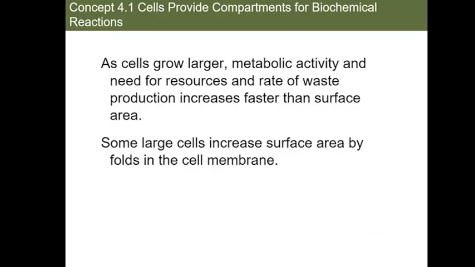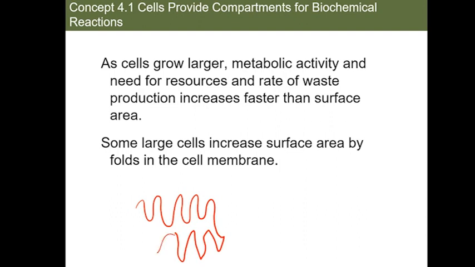So as cells grow larger, metabolic activity and need for resources and rate of waste production increases faster than the surface area. Some large cells increase surface area by folds in the cell membrane. So your intestines, for example, use this. So they'll be like this. That's what the cells will look like. Well, it's really only on one side, but whatever. So they'll have cilia, things like this, to increase the surface area to volume ratio.